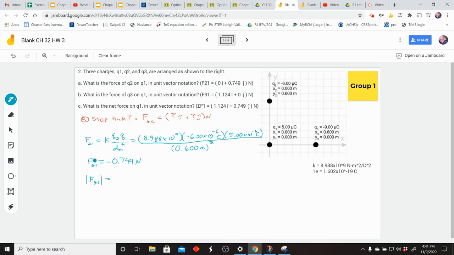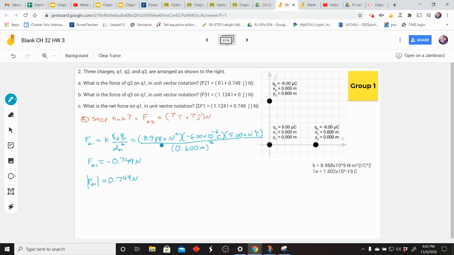So what's the absolute value of this? When you're dealing with a vector, if you put absolute value signs around it, F2,1, what that means is what's the magnitude? So what is the positive side of this vector? So let's start with that. 0.749 newtons. So that is the magnitude of this force.